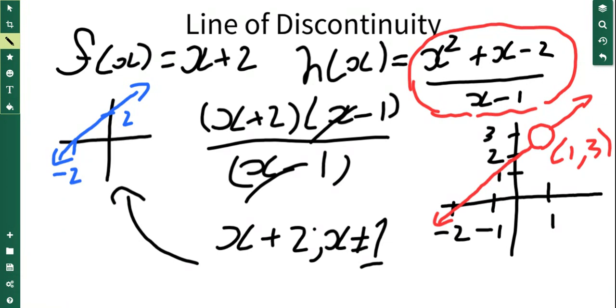So to conclude, a point of discontinuity is a point, an ordered pair of the function h of x, that is not continuous or is missing in the line of the function. So there's a hole in the graph. So you draw a hole like I did over here. There's a hole in the graph, and it's going to be at the point where there's no value.